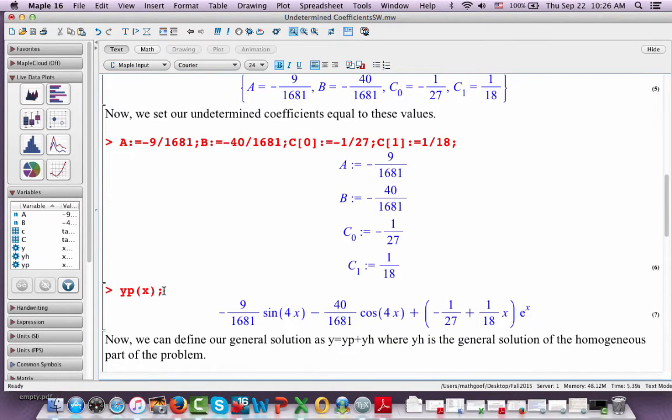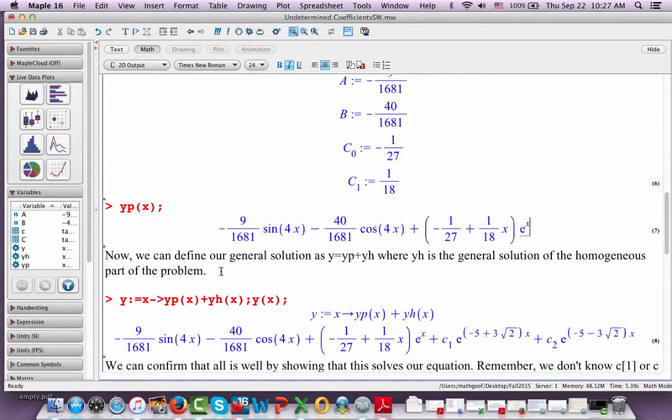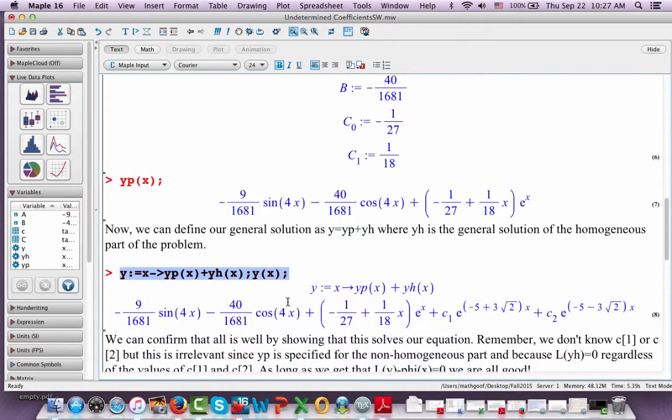So when I type in what is my yp of x and hit enter, it actually types it out with the numbers put in place. And again, we see it's of the right form, and now it just has the numbers put in. So next thing, what do I do? I want to define my general solution. Remember, that's a function. So define it as a function from x mapping to yp of x plus yh of x. And I'm going to define it, and then I'm going to have Maple type it out so we can see it. And that's what these next two lines are.